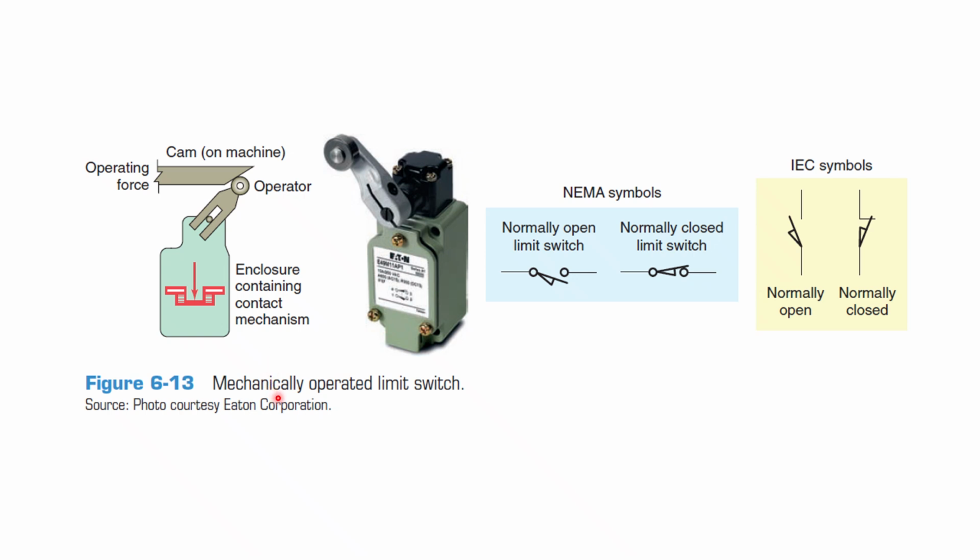So as we said, a mechanically operated limit switch is operated by means of a cam on a machine. There is an operator and an enclosure containing a contact mechanism, and when operating forces act on it, it is going to open or close, I mean on or off. Here it represents a normally open limit switch. This is the open limit switch and this is the closed limit switch as per the NEMA symbol, and similarly as per the IEC symbol we represent the normally open and normally closed switch using a mechanically operated limit switch.